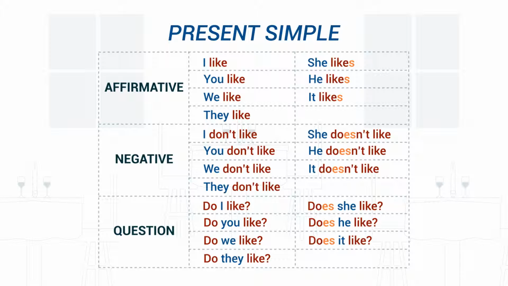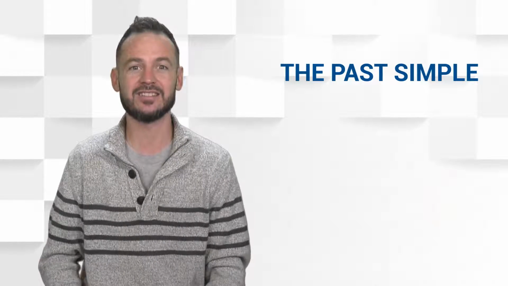Question. In questions, we have two auxiliary verbs, do and does. For I, you, we, and they, the auxiliary verb is do. For she, he, and it, the auxiliary verb is does. The principal verb is not conjugated in questions. Do I like? Do you like? Do we like? Do they like? Or does she like? Does he like? Does it like?